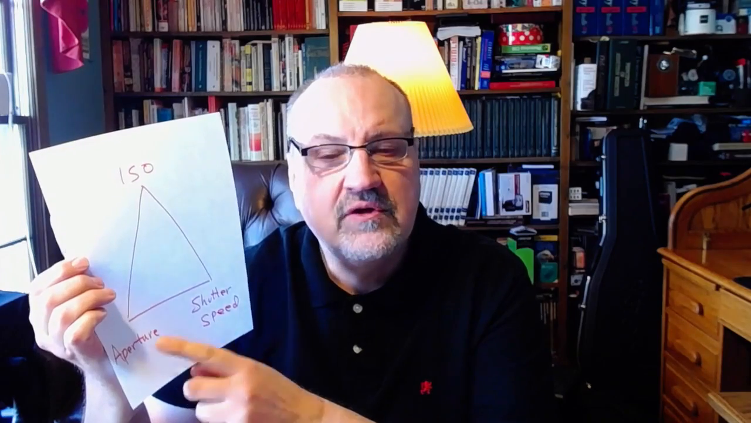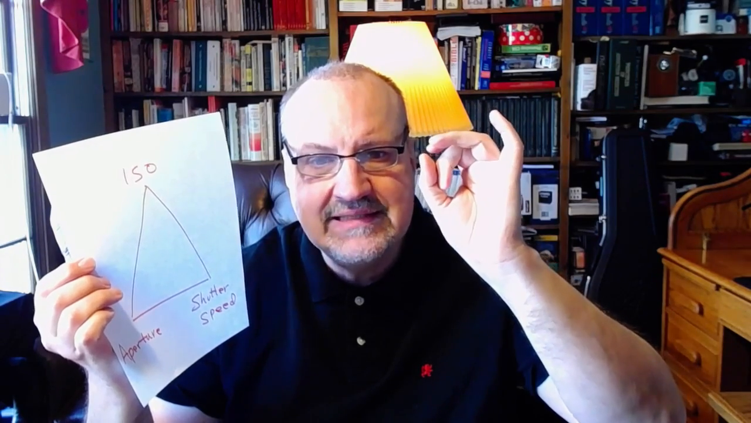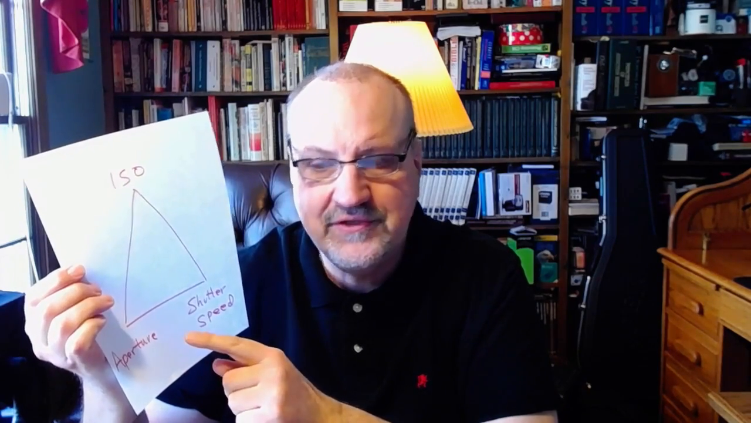Same thing with the aperture. The wider the aperture, the more light's coming in. You can always turn down that aperture to let less light in, but sometimes you want that aperture wide open because you want to blur the background. And I'll tell you how to handle that in a minute too.